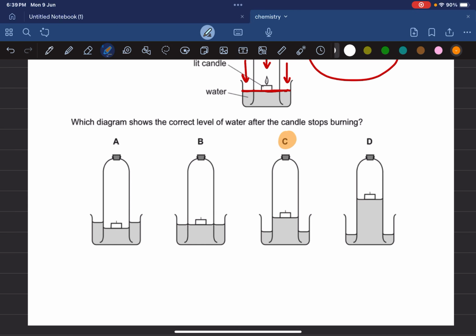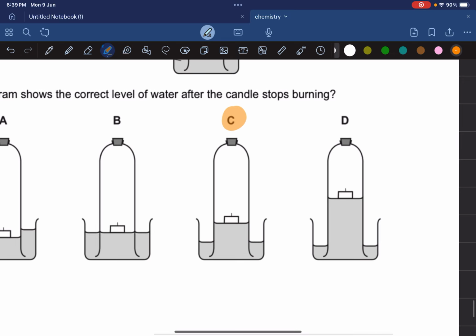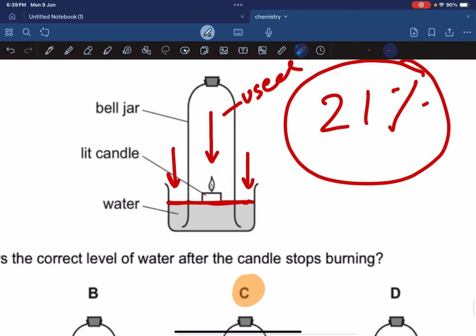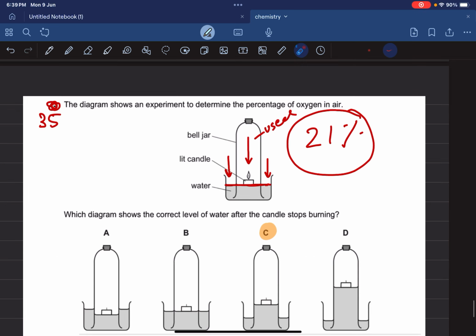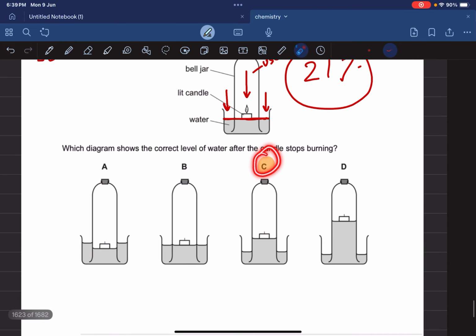I hope you understood this. This was easy. But there was a little bit of physics in it: because the pressure is going to decrease inside, the water level is going to move up, because now the air is pressing on the water with less force because the oxygen in the air has been used up. So that was the main concept, and option C is the correct option.